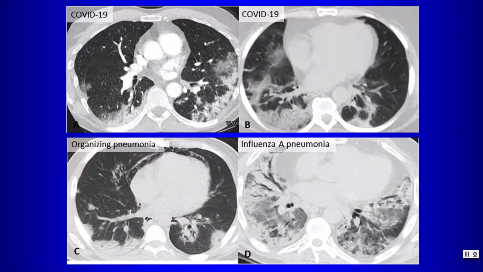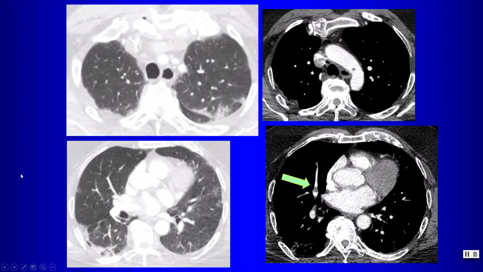Now, there are other things that can look like COVID also. Organizing pneumonia can give you peripheral consolidations, as we see here. That can resemble COVID. And then there are other viral pneumonias. This is an example of influenza A. That can also give you consolidations that may have all kinds of distribution. So there are other viral pneumonias besides COVID.